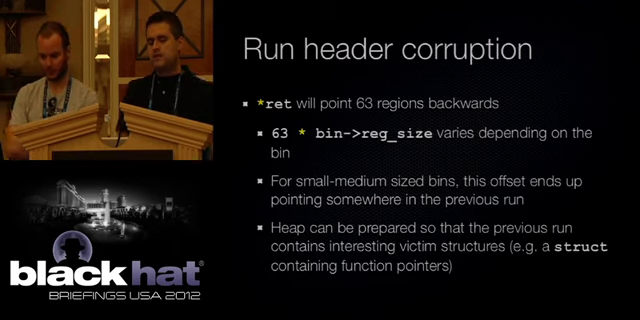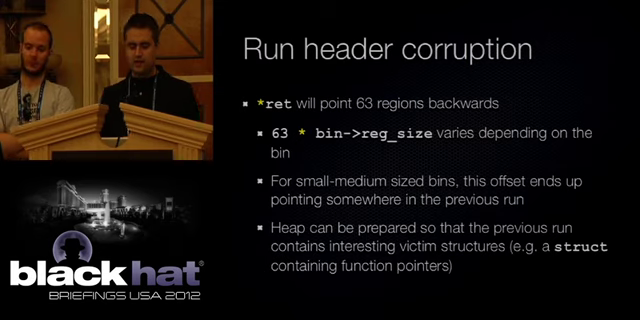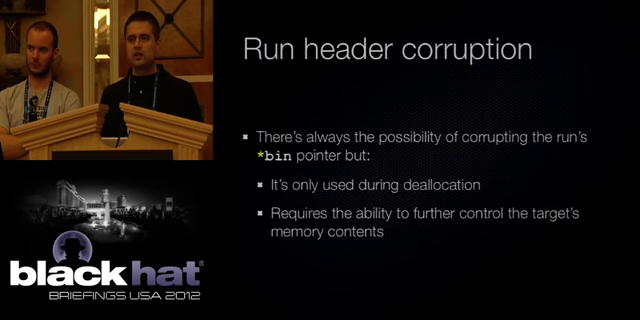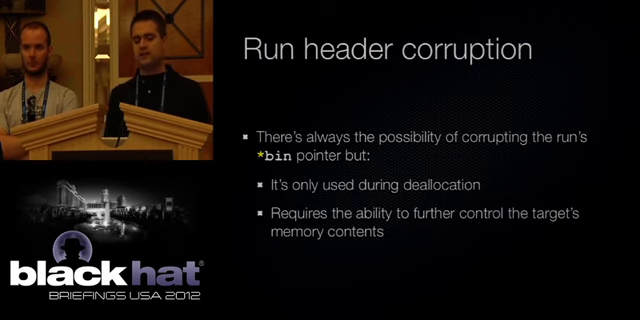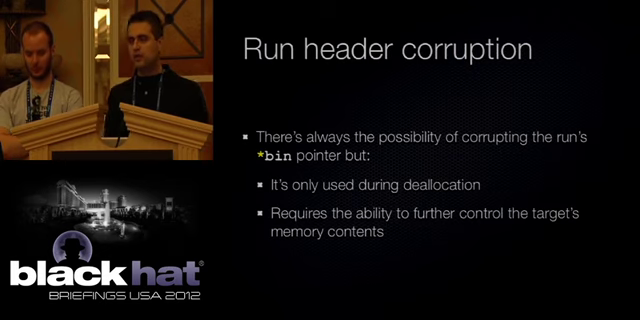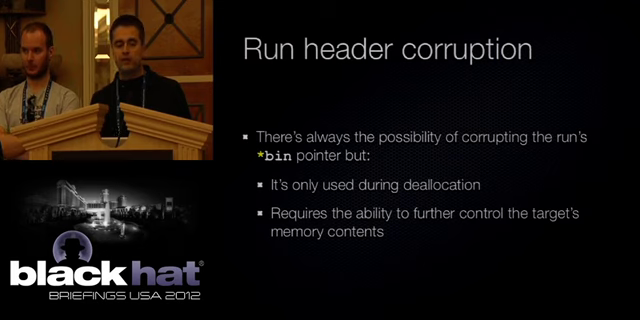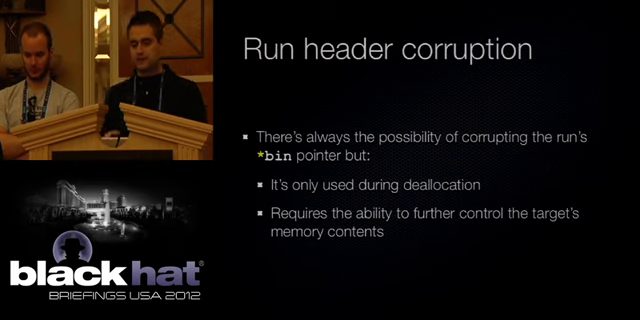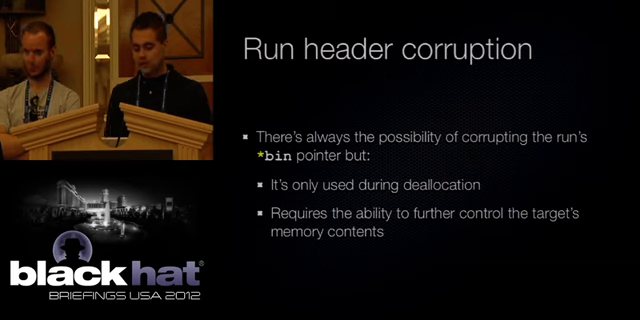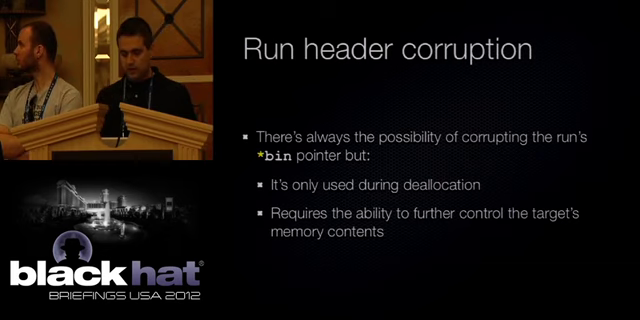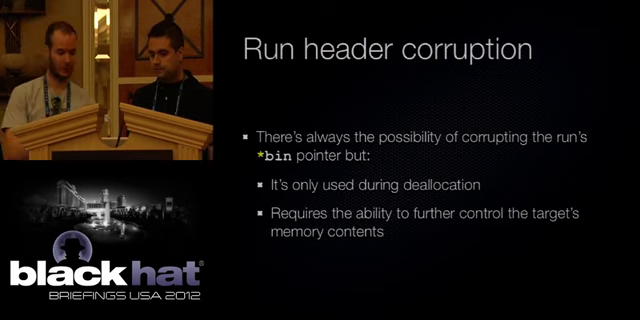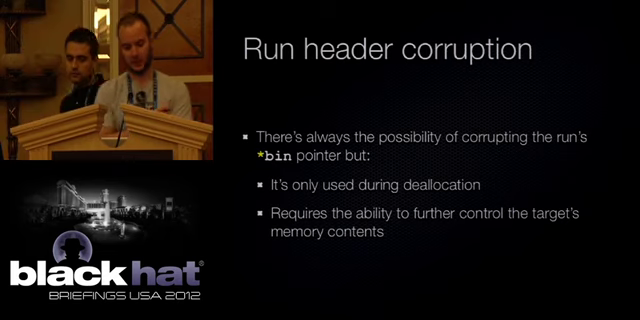Okay, so this slide basically says why we haven't corrupted the bin pointer: it's only used during the allocations, and even if we decide to go this way, we found out that it requires a great control over the target application's memory content. So that's a lot of work when we have an easier way to attack the application. So now let's move on to chunk header corruption.